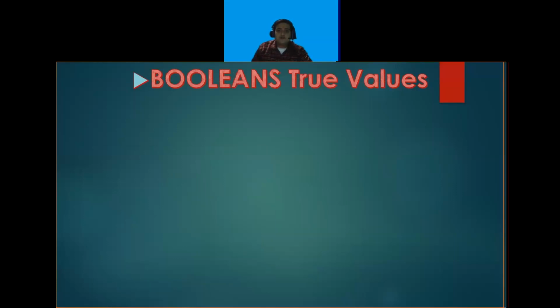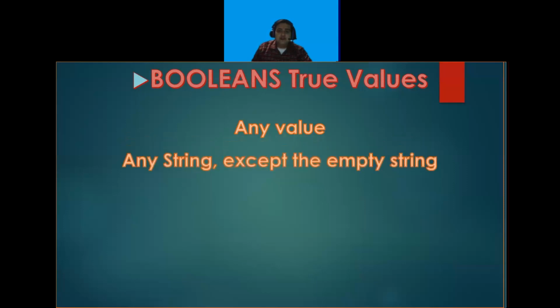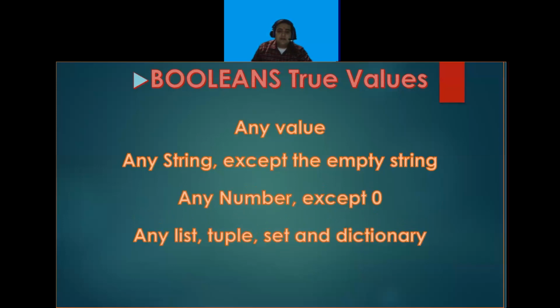About true values. Almost any value in Python is evaluated to true if it has some sort of content in it. Any string is evaluated to true except the empty string. Any number is also evaluated to true except 0. Any list, tuple, set, and dictionary are evaluated to true except empty ones.